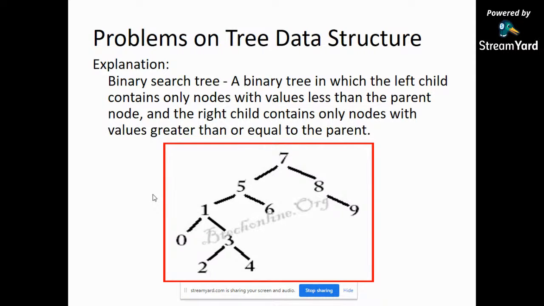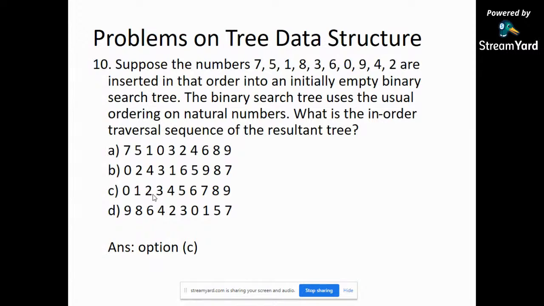In this way we have to draw the tree first, and then we have to traverse it in order. So in order traversal will give us the sequence in order. So it is 0, 1, 2, 3, 4, 5, 6, 7, 8, 9. So correct option is C.